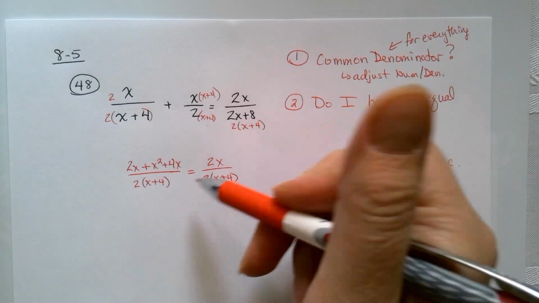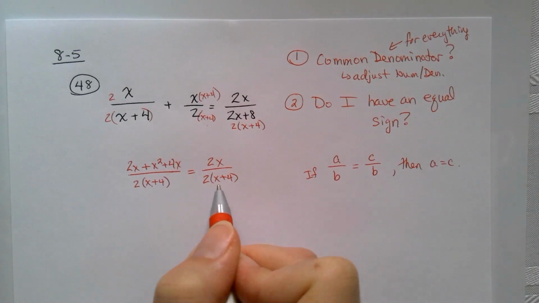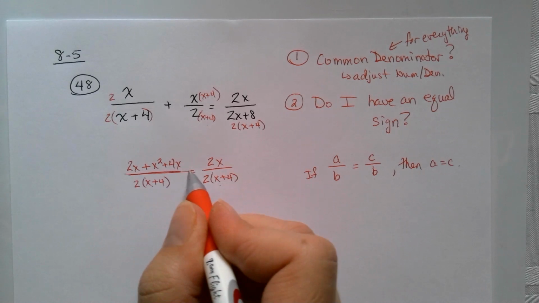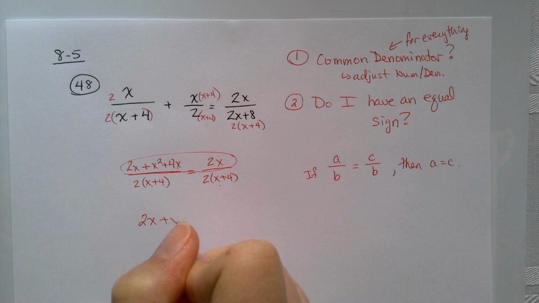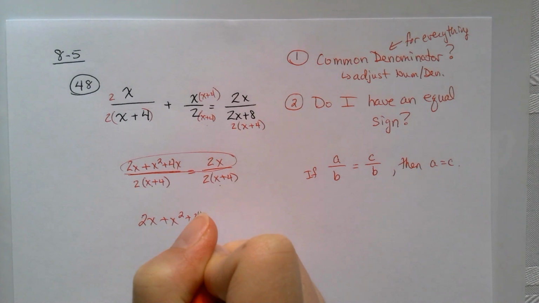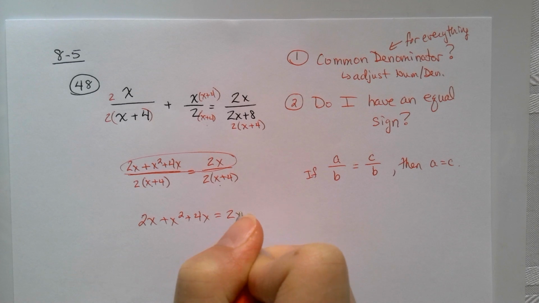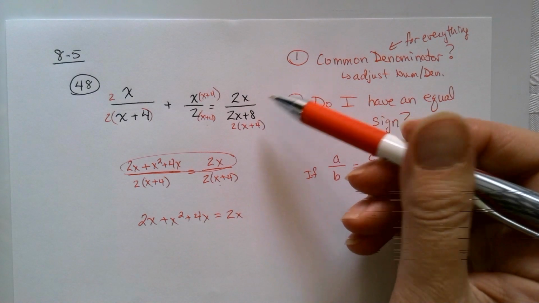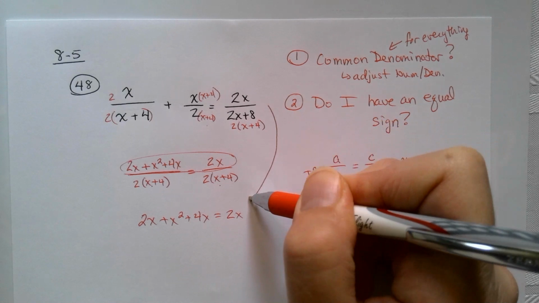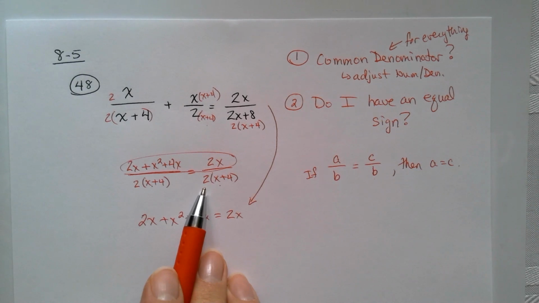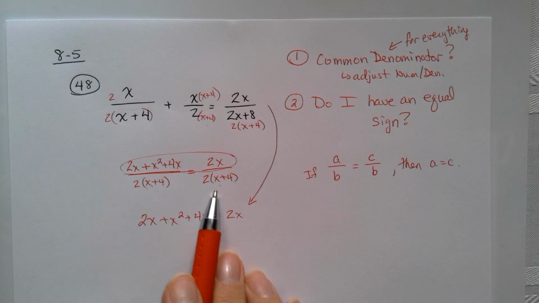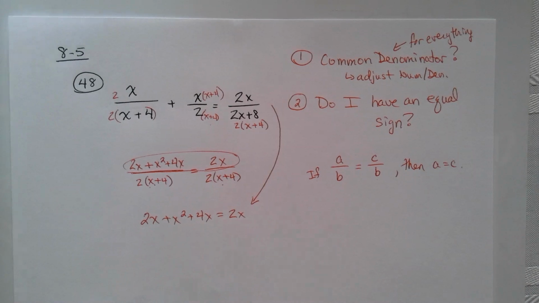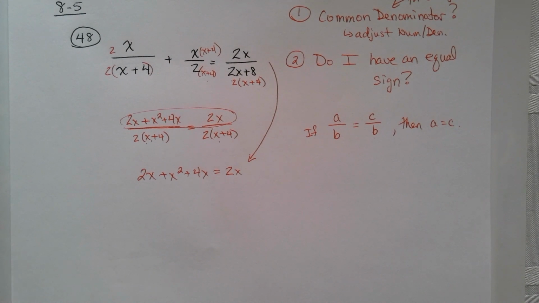But I have an equal sign. So what I want to show you is if my denominators are equal, then my numerators are equal. So I am going to simply have 2x plus x squared plus 4x equals 2x. So I would have gone right from here and I would have jumped right to here. I just wanted to show you that common denominator and why it works. Again, if I cross multiply, I'm going to get higher powers on x. And I didn't want to have to factor those out and divide.